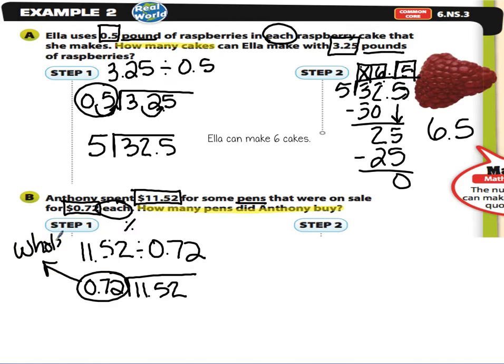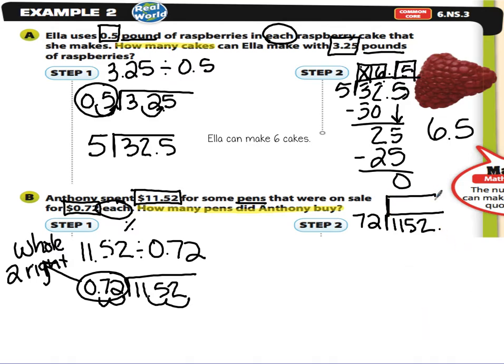To turn it into a whole number, I have to move the decimal 2 places to the right. What I do to the one, I have to do to the other. So my new division problem becomes 1,152 divided by 72. And my decimal is down here.